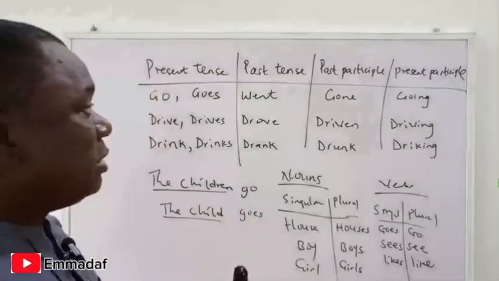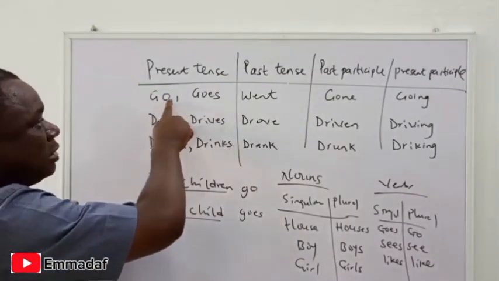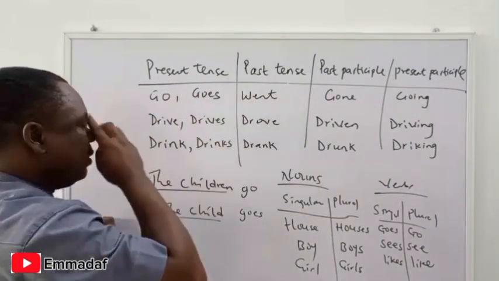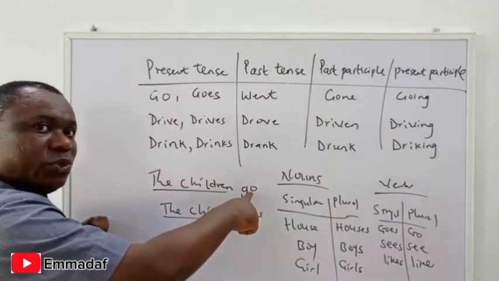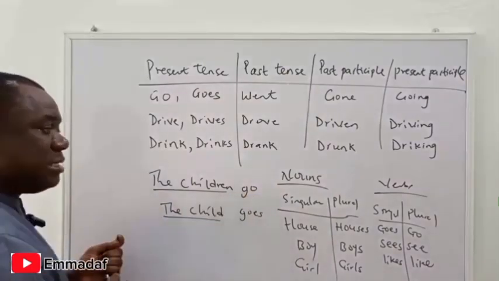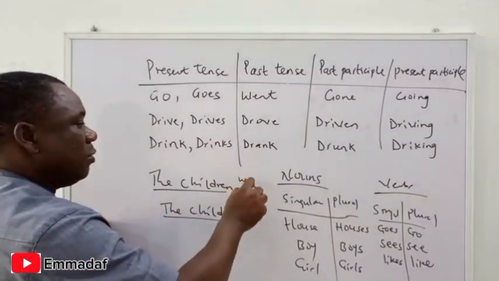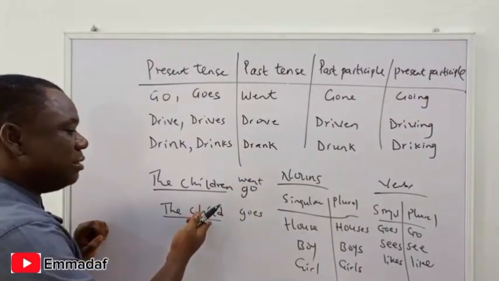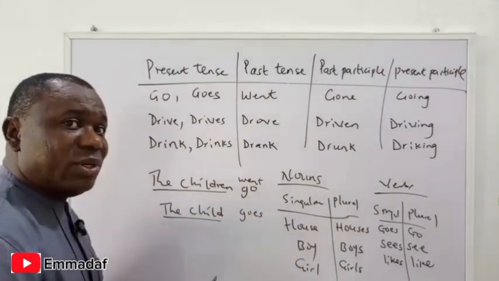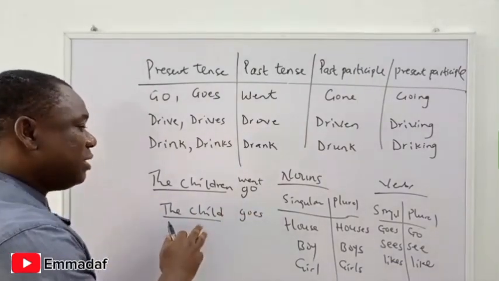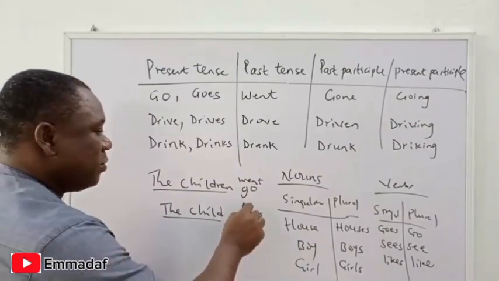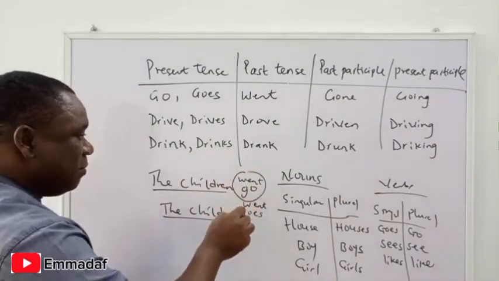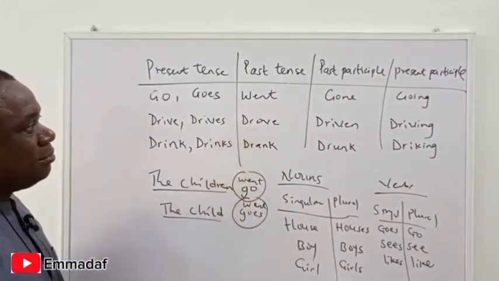And it is also important to know that this and this have the same form for the past tense. The children go to school every day. The past tense would be the children went to school yesterday. The child goes to school every day. Past tense would be the child went to school yesterday. So you see the same past tense form.